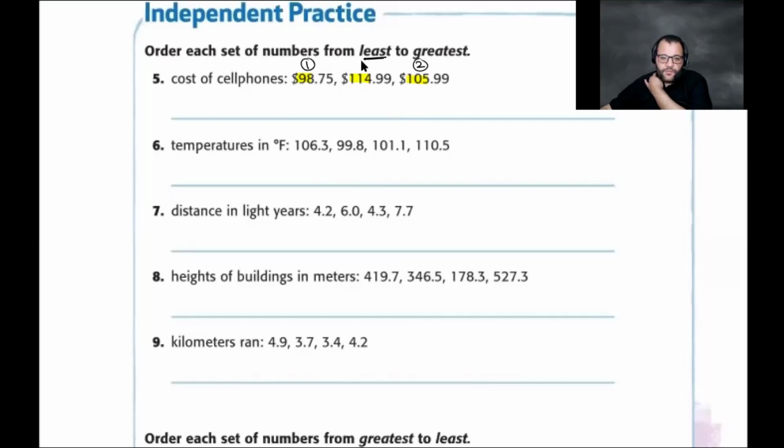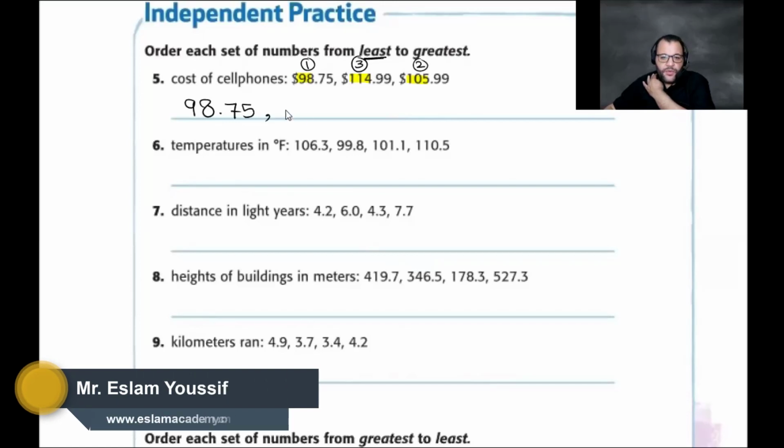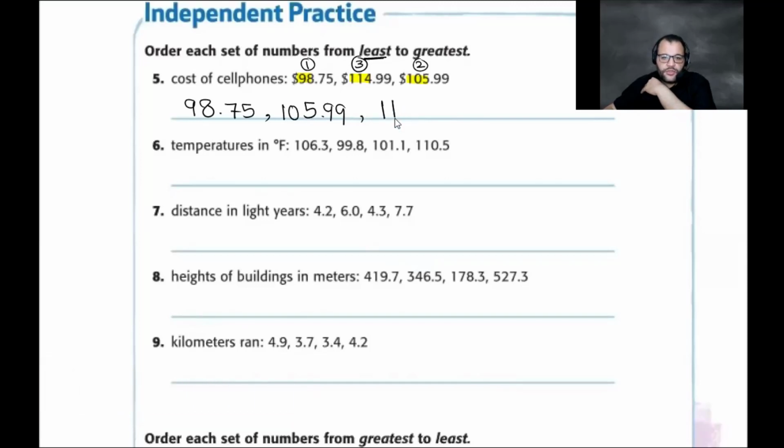Teacher, can I do the next answer? No, we need another one to solve. So the first one will be 98.75. Then we have 105.99. After that, 114.99. The next, I need another one. Yusuf.